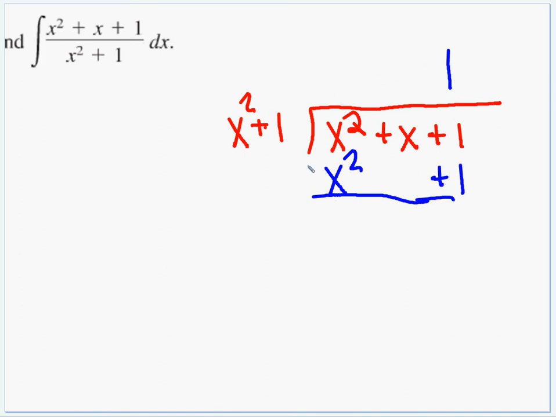And remember, now we are subtracting here. We're going to subtract this. So x squared minus x squared is nothing. x minus nothing is x. And 1 minus 1 is 0. So this x is our remainder, plus remainder x over x squared plus 1.